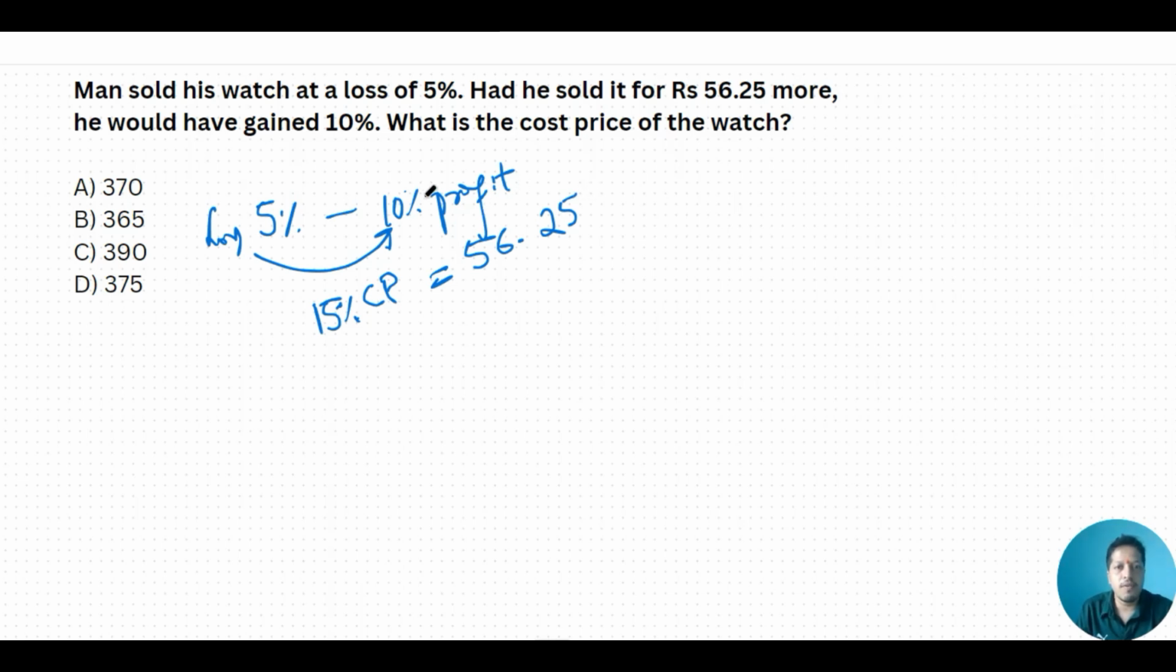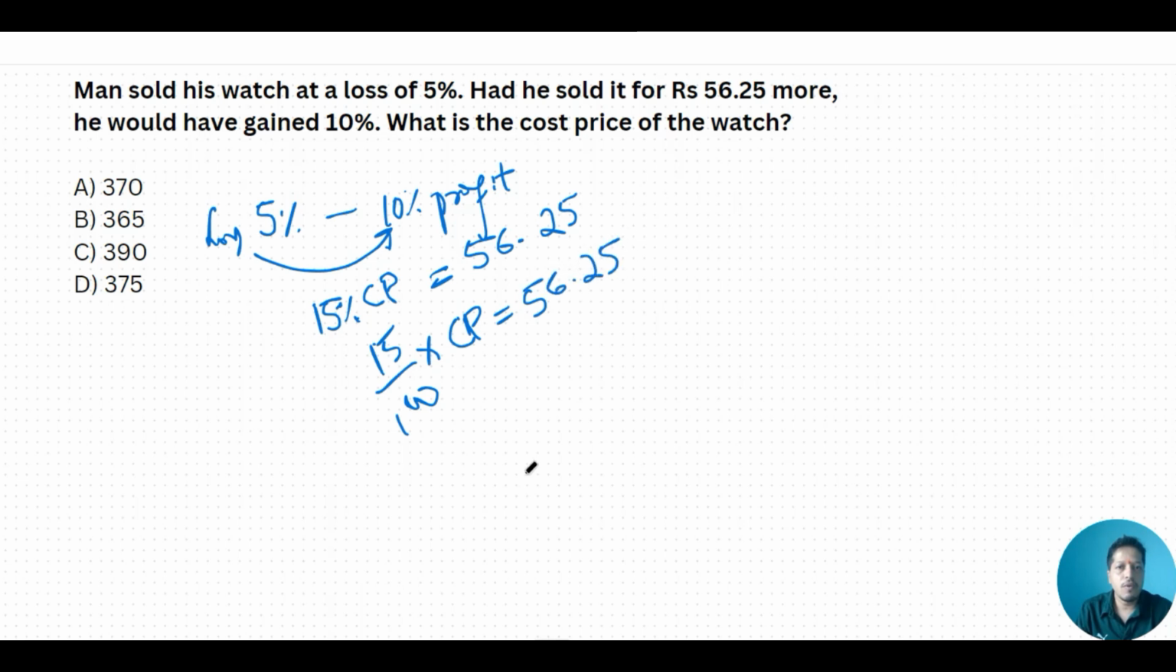Had he sold it for another 56.25... Now we don't know what price he sold it at, but all we know is, had he sold it for 56.25 more, he would have got 10% gain, which means it is 15% of the cost price, right? Because when he sells for another 56.25, he is basically moving from 5% loss to 10% gain. That means he is making 15% extra. That is 15% of what? 15% of the cost price. So 15% means 15 by 100 into cost price.